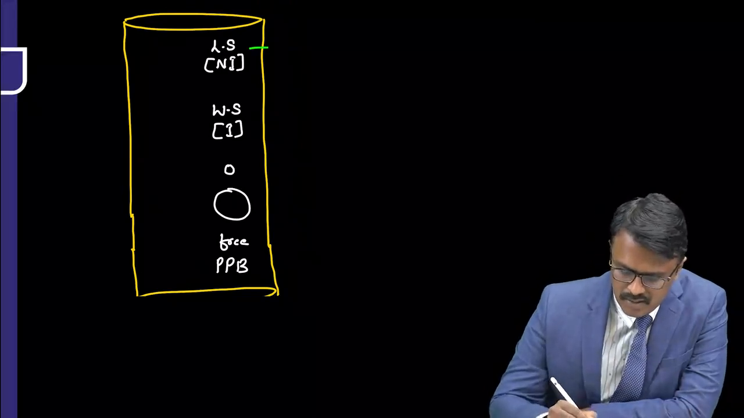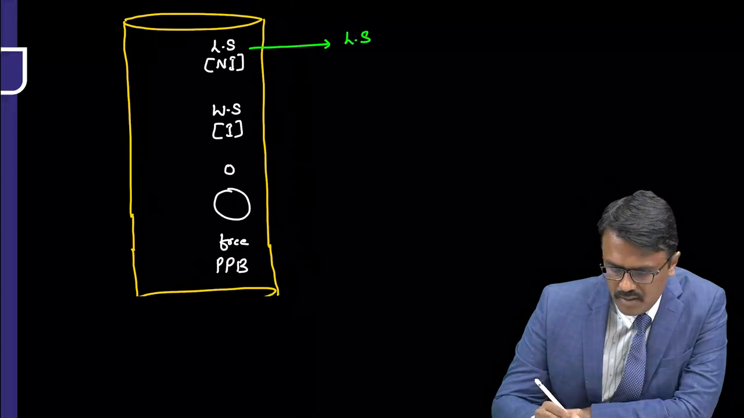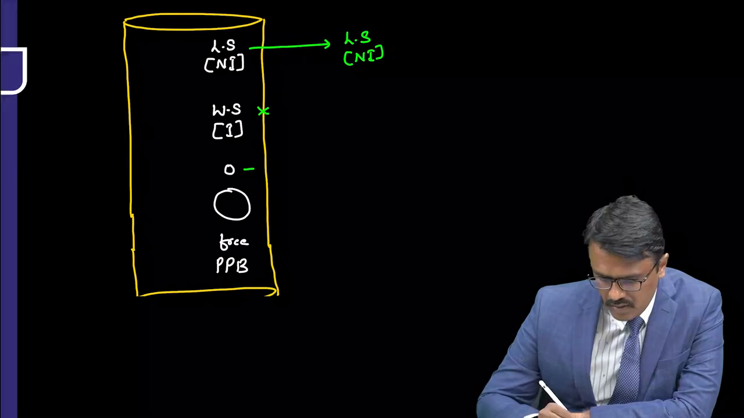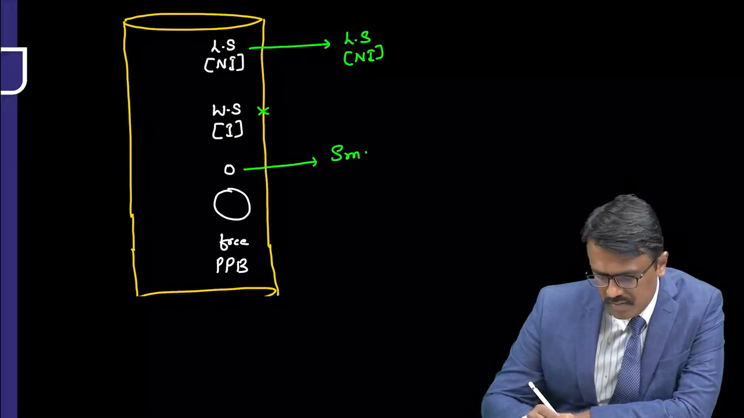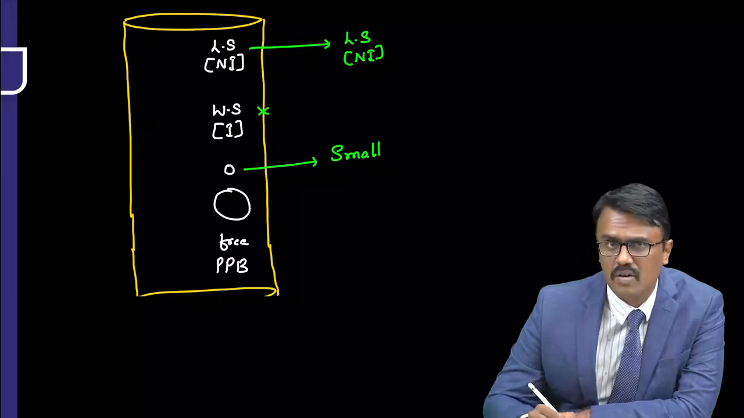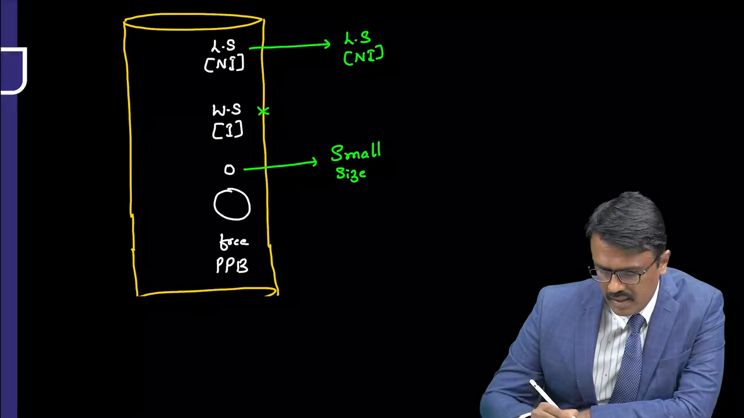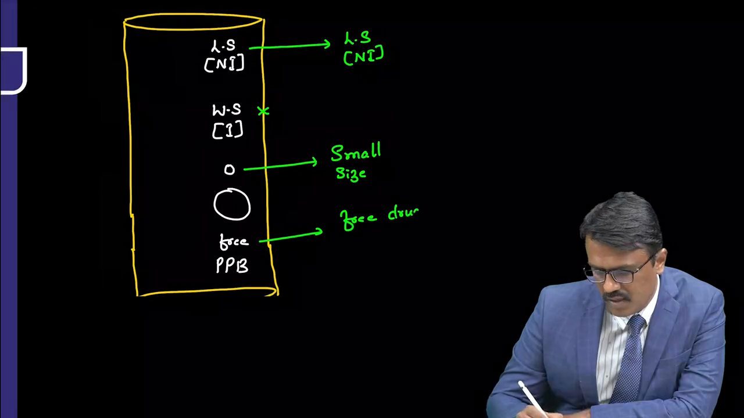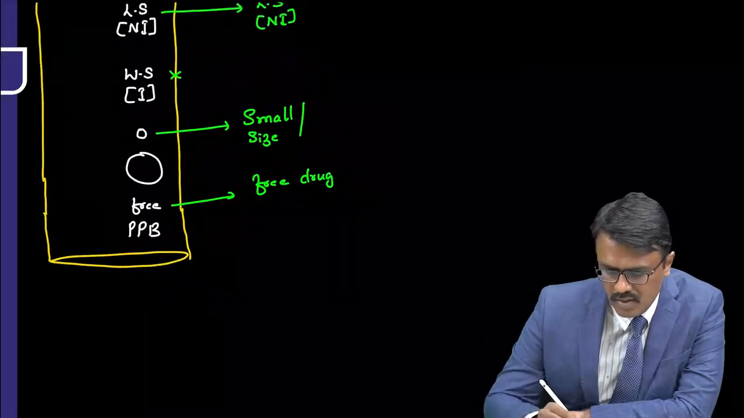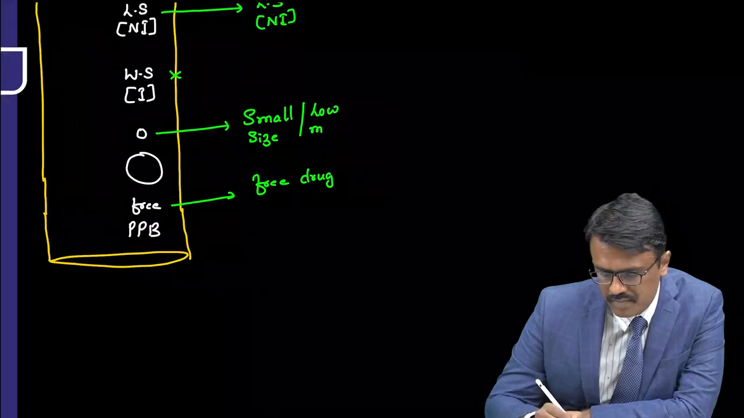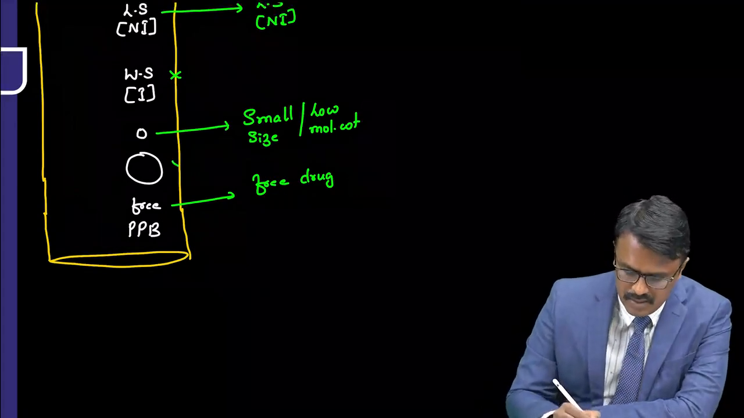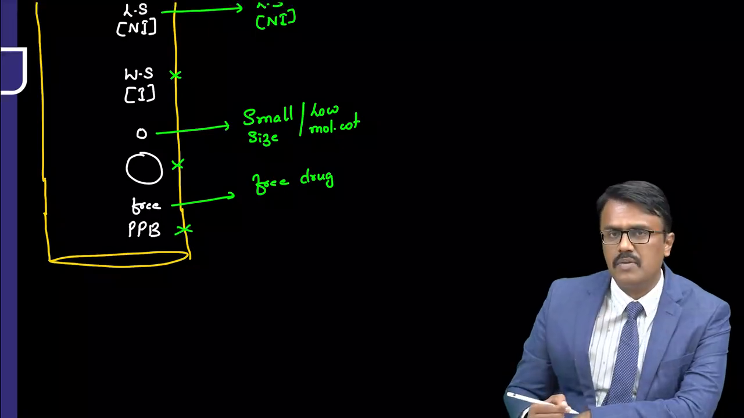Obviously, the lipid soluble drugs can easily go out. So, lipid soluble, also called non-ionized. Who cannot easily go out? Water soluble. Who can easily go out is the small size or the low molecular weight, and then the free drug. So you can remember it as small size or low molecular weight. They can easily go out. Now, who cannot go out is the big size, because it's bigger in size, and the plasma protein bound drug.